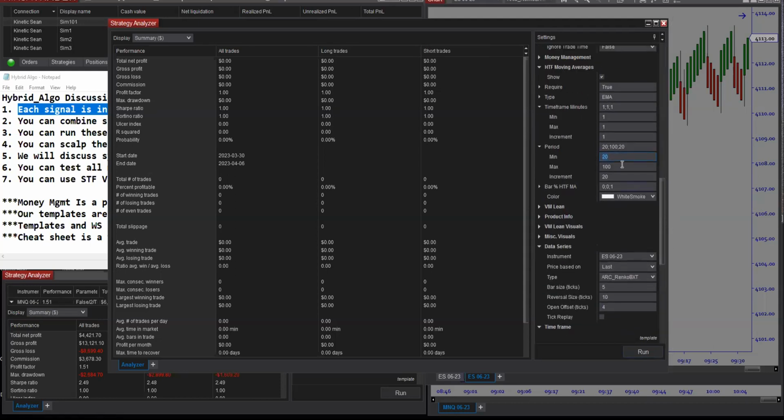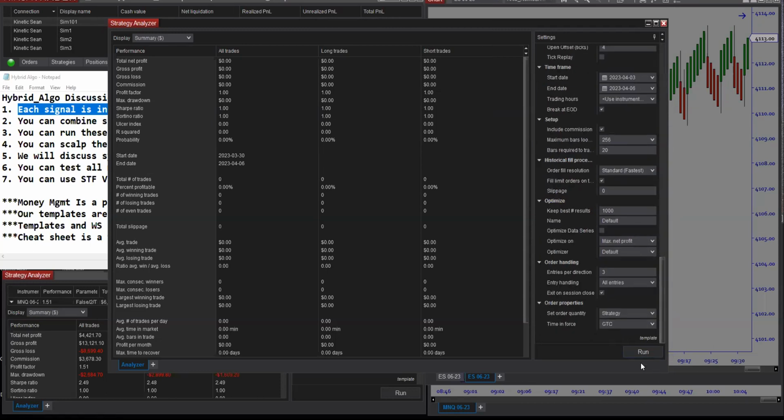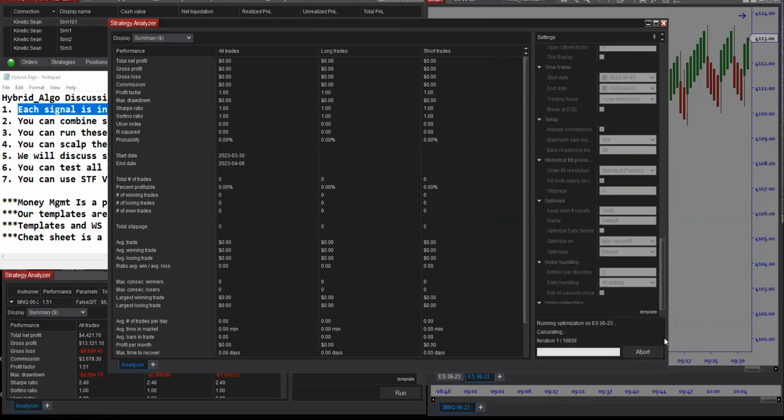And let's put this to 40. Let's just keep it smaller. Okay, let's run that. Let's see what that gives us. Let's see how much time it's going to take to run that. The S&P takes a lot of time sometimes to run the data, as opposed to. We'll see if it kicks in here.